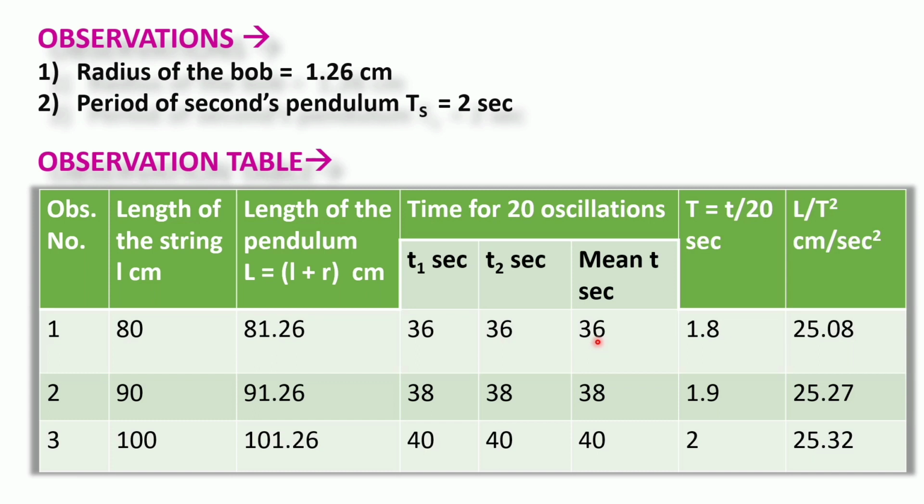So we will divide this time by 20 and we will get the time for one oscillation, which is the time period. So it is 1.8 for 80 centimeter length. For 90 centimeter length of the string it is 1.9, and for 100 centimeter length of the string it is 2 seconds. Next, we have calculated the L by T square ratio. This ratio will be obtained from the log calculation table. Unit will be centimeter per second square. So from this average value you will obtain the length of the seconds pendulum.